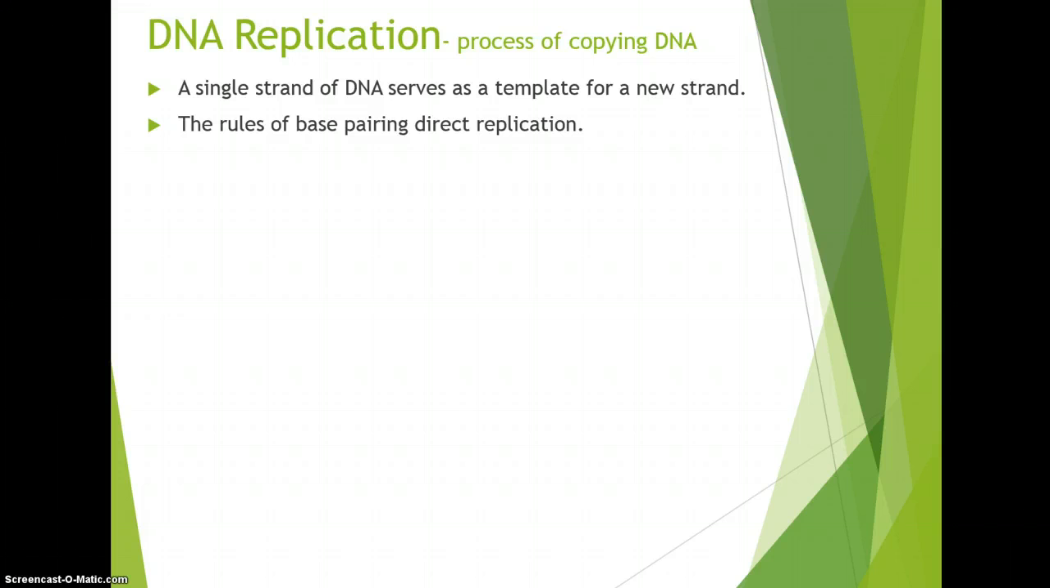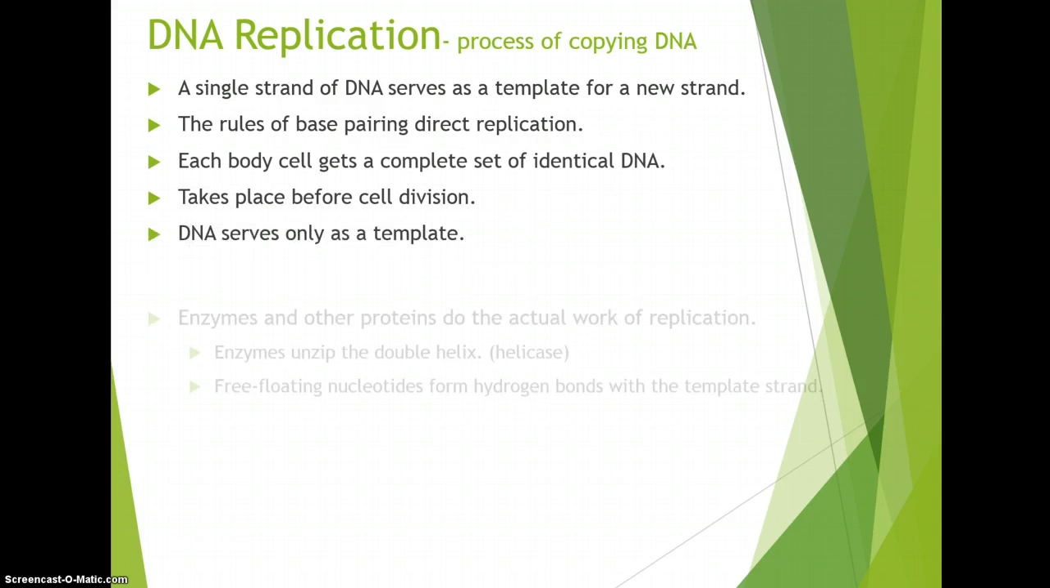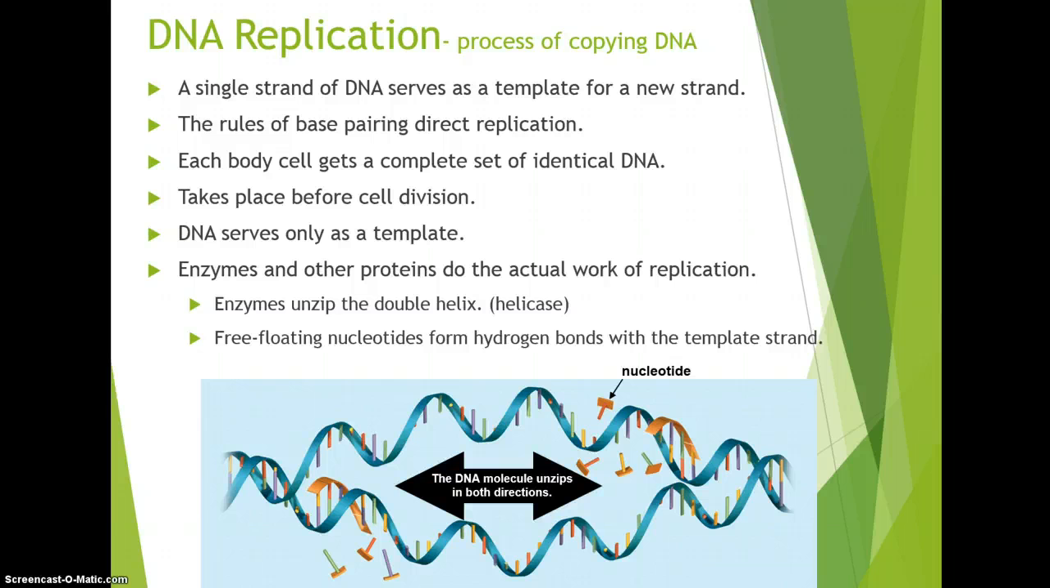Speaking of unzipping, we've got DNA replication. Replication is the process of copying DNA. So one strand, so that would be a single strand, is going to serve as the template. Now a template is going to be kind of like your guideline, your blueprint of what the new strand will look like. Our rules for base pairing, which is our A to T and our G to C, are what are going to direct the replication and determine what the new strand will be comprised of.